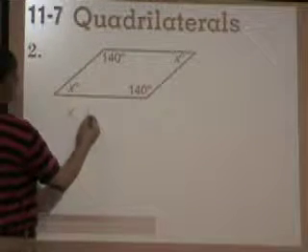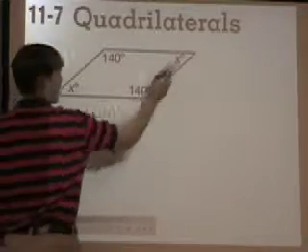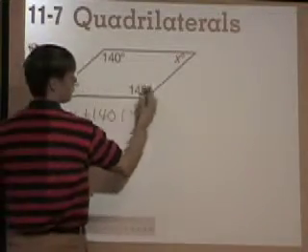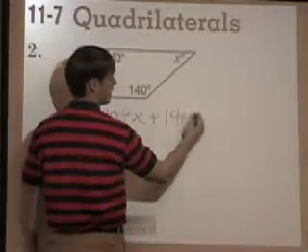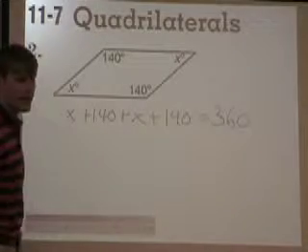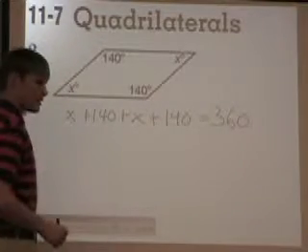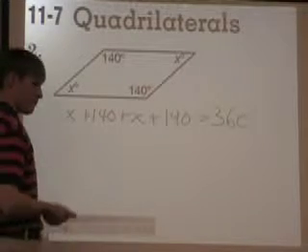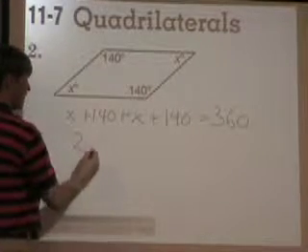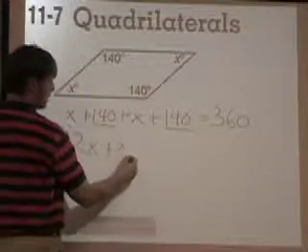X plus 140 plus X plus 140. And what did you say they all equal? 360. Now we have to combine like terms. What's X plus X? An apple plus an apple is just an apple? No, 2X. And 140 plus 140 is what? 280. And what's that all equal? 360.